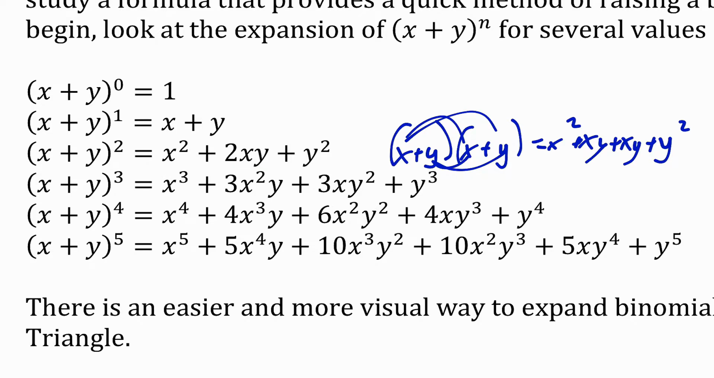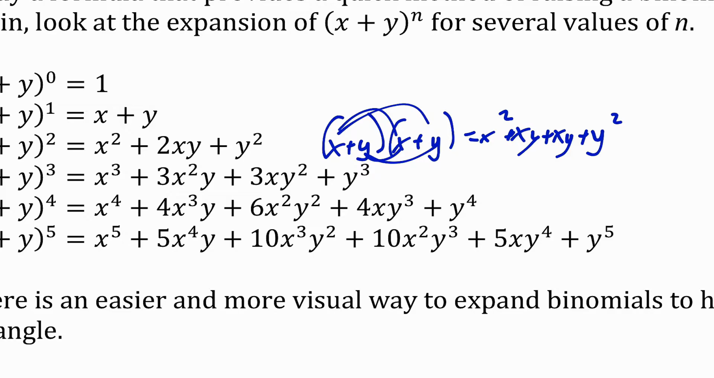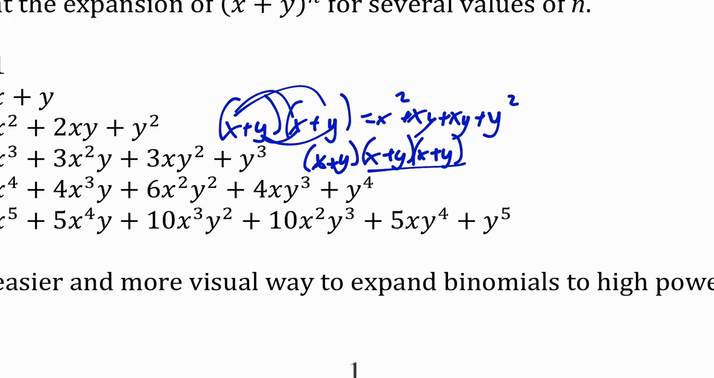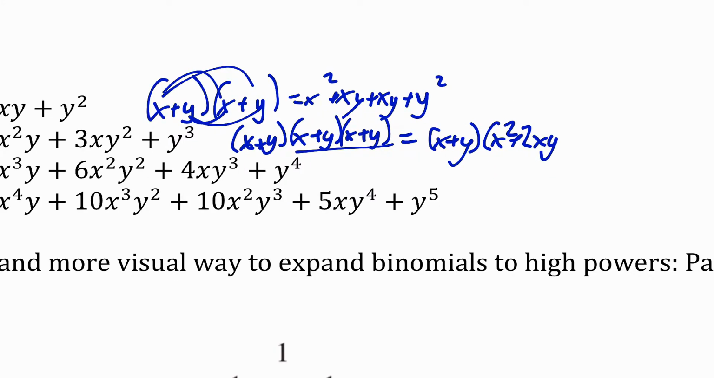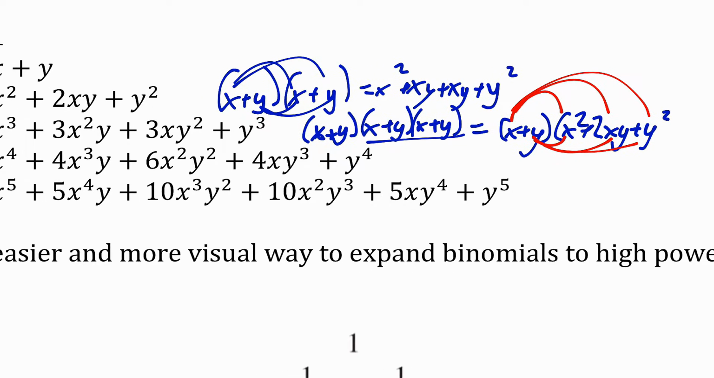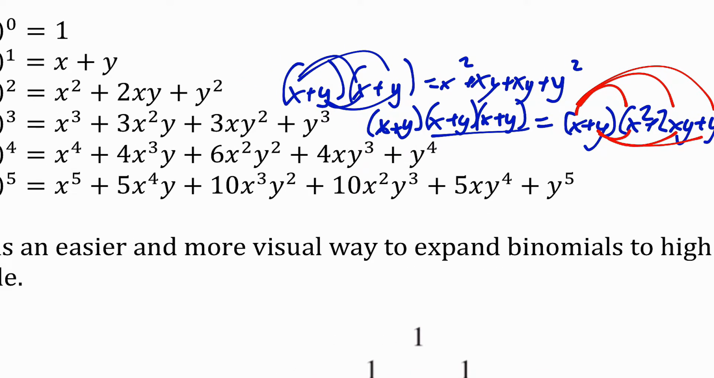Now we could multiply that by x plus y again, so it'd be x plus y cubed, which would be x plus y times x plus y times x plus y. Well, we already did two of those together, so it would just be x plus y times what we just found in the previous one, x squared plus 2xy plus y squared. Then we distribute that again, and after we simplify all of that, we end up with x cubed plus 3x squared y plus 3xy squared plus y cubed.